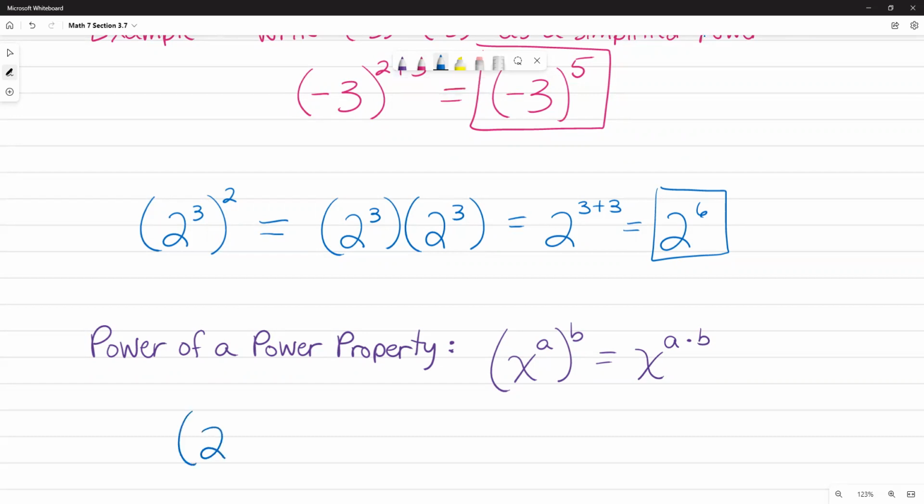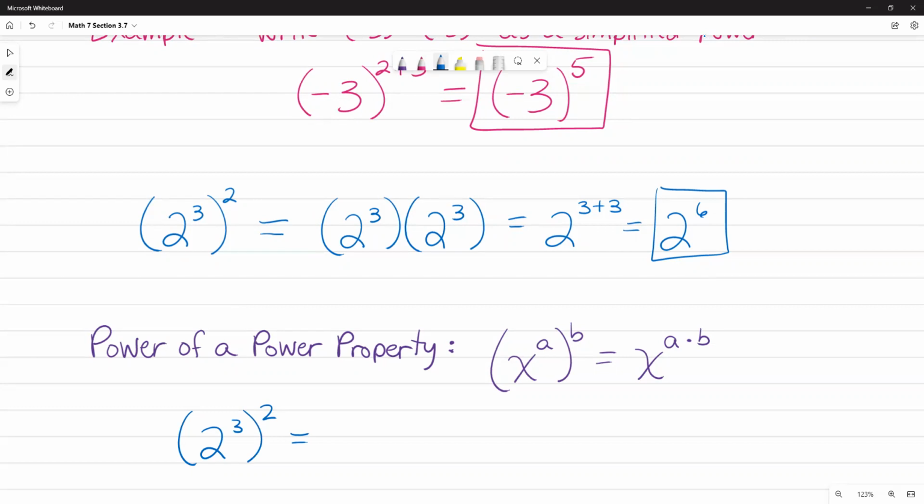So if we have 2 cubed raised to the power of 2, and we know based on the power of a power property, that is hard to say multiple times, that instead of adding, I feel like Peter Piper picked. I'm doing a tongue twister. Picked a peck of pickled peppers.